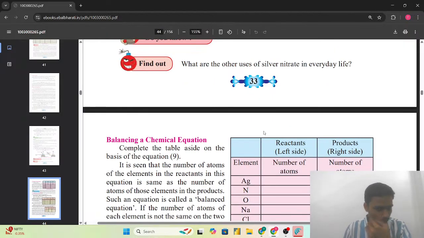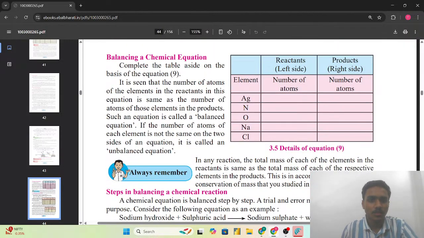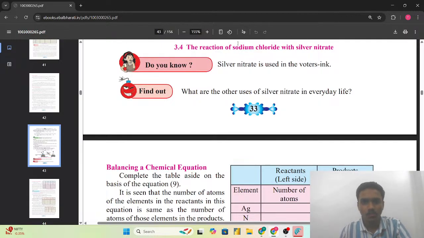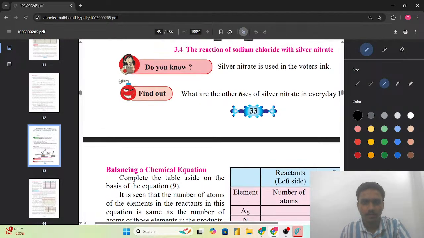So क्या कहते हैं वो? So complete the table aside on the basis of the equation 9. मतलब equation 9 जो हमने देखी थी, तो उसके बेसिस पर हमें टेबल कंप्लीट करना है। तो चलिए देखते हैं। Reactants we have given, that is the left side, and products we are given, that is the right side. So here are the names of the elements that are taking part in this particular chemical reaction. Then reactants number of atoms and product number of atoms we have to write down in this table.